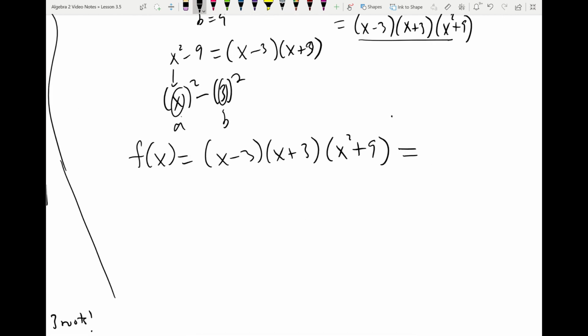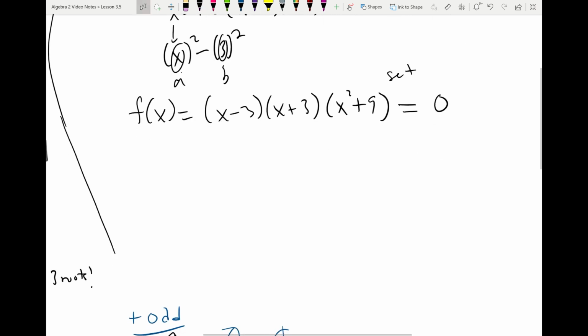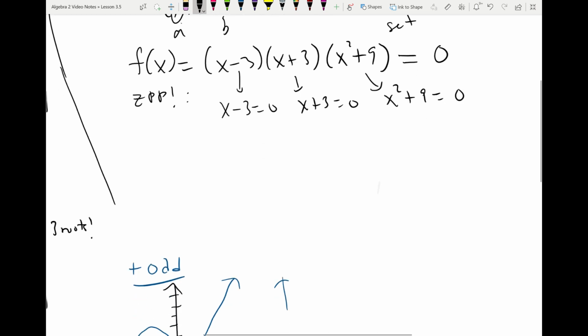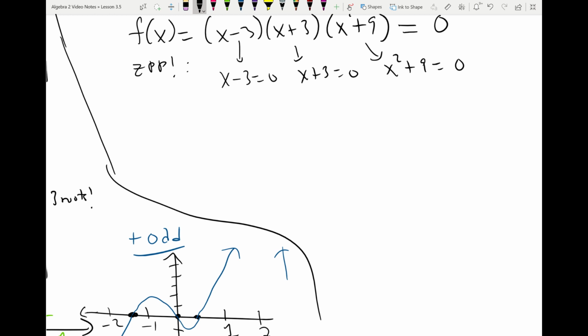And now we're going to set this equal to 0 in order to solve. So we're going to use the zero product property. In this case, we have x minus 3 equals 0, x plus 3 equals 0, x squared plus 9 equals 0. So here x has to equal 3, and x has to equal negative 3. Now this one we have to solve out. We do minus 9 on both sides, and we get x squared equals negative 9.